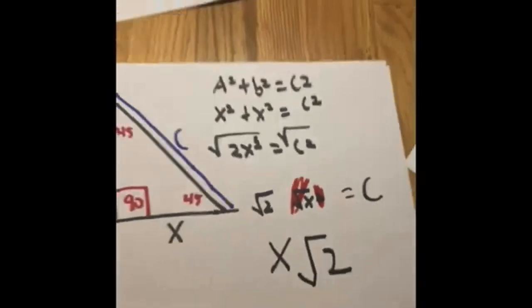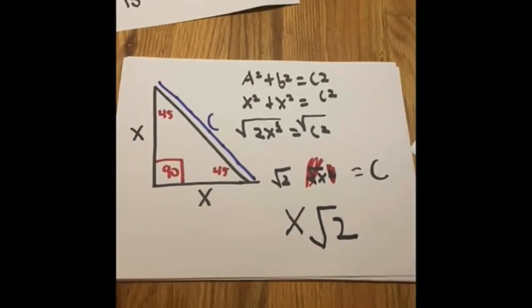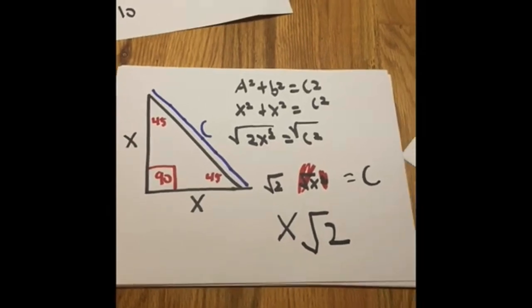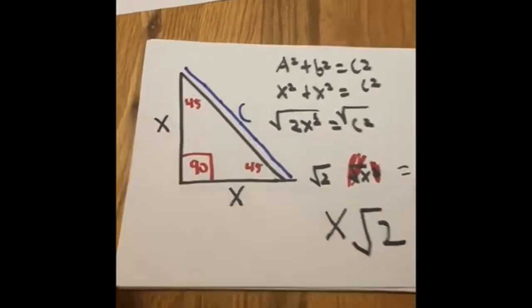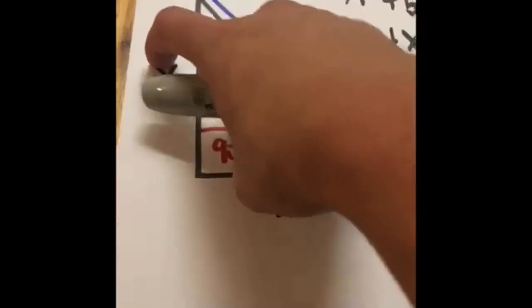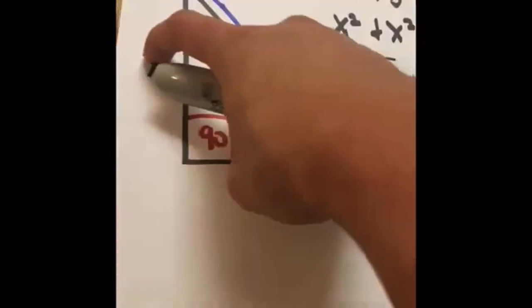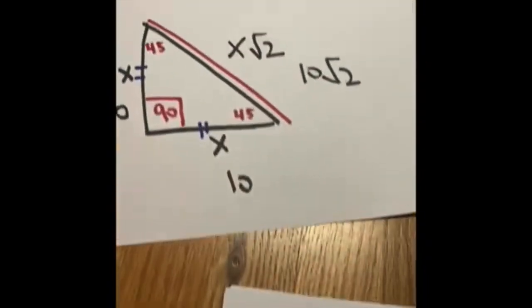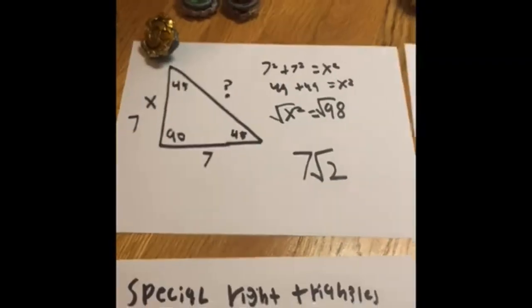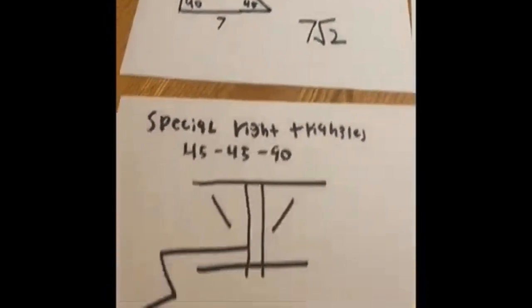And voila! We proved that the hypotenuse is going to be x radical 2 if we have two congruent segments right here. And that's why we kept getting 10 radical 2, x radical 2, and 7 radical 2 in these two problems. So that is how we prove special right triangles.